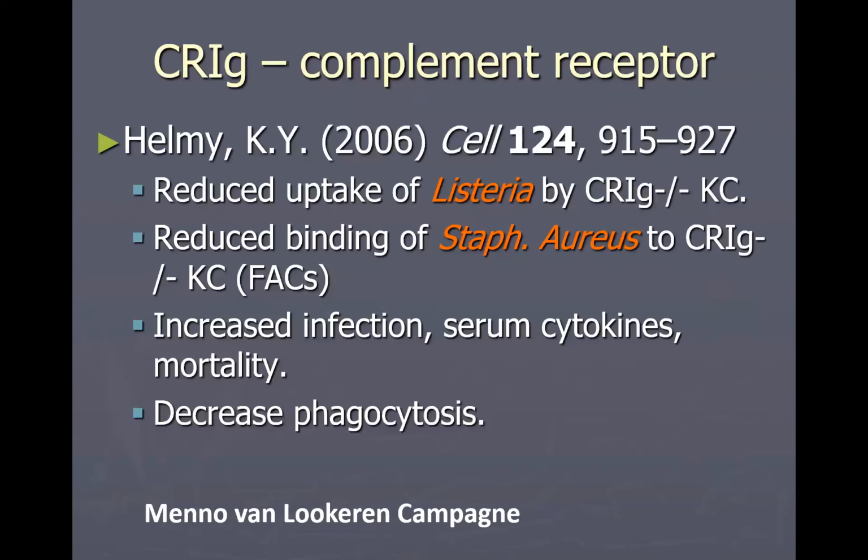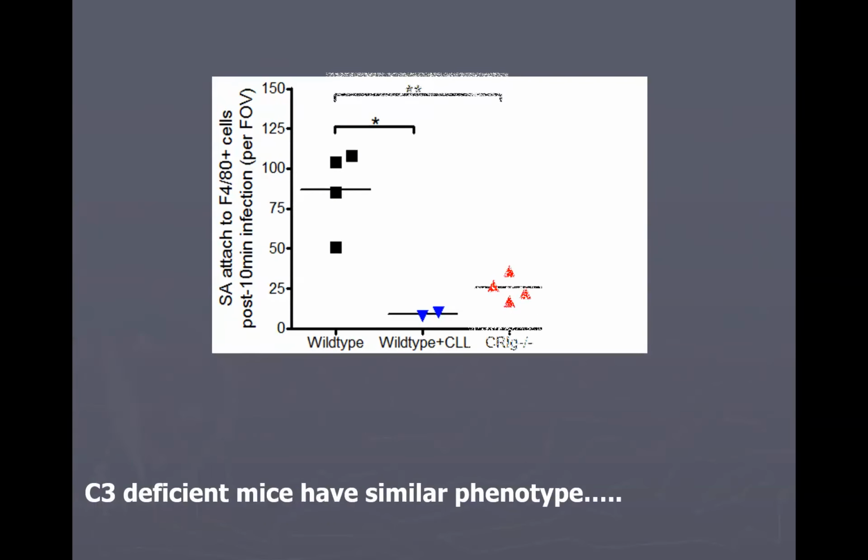And this was first discovered by Menno van Lookeren Campagne. He discovered this and published it in Cell in 2006. We think it's a very important observation, a very important discovery. We worked with him to show that if you deplete all the Kupffer cells, then nobody catches any bacteria in the liver. If you don't have CRIg, you don't catch bacteria in the liver.